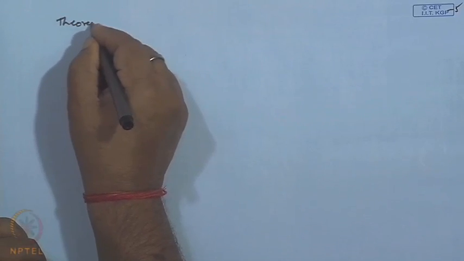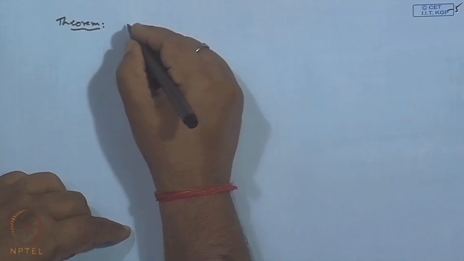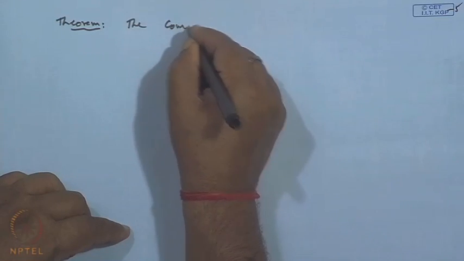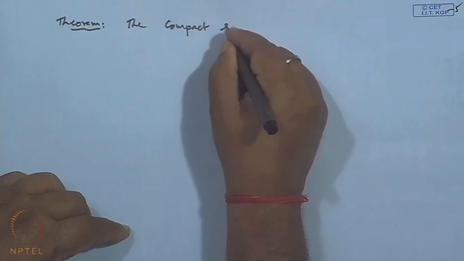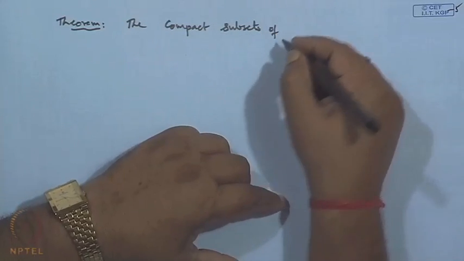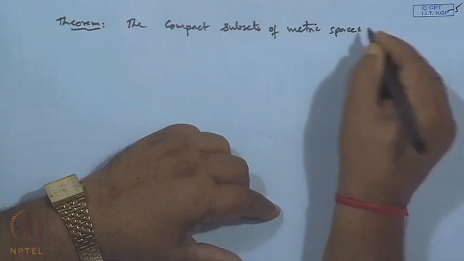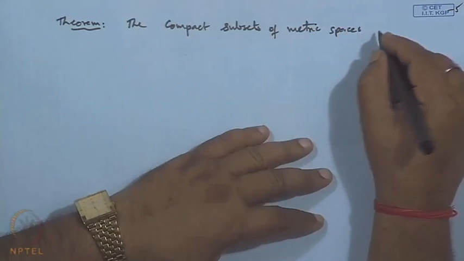Now, another result shows that compact subsets of a metric space are closed.